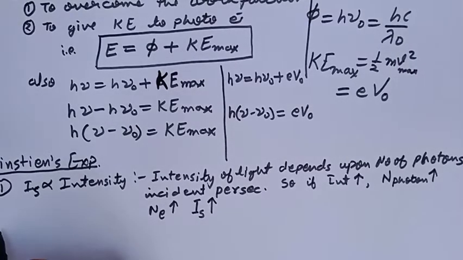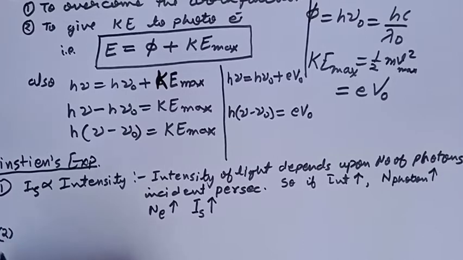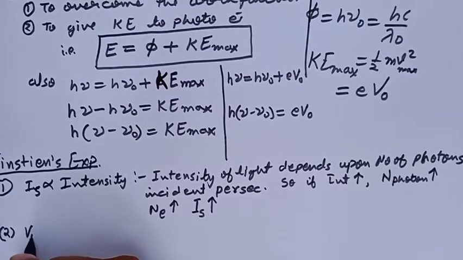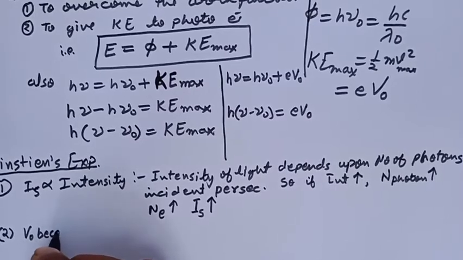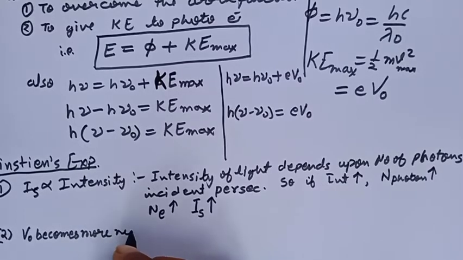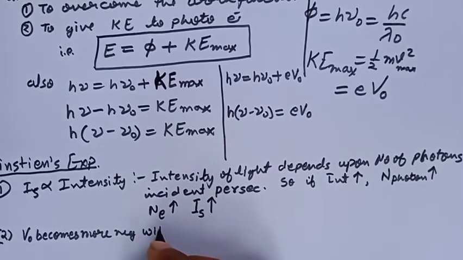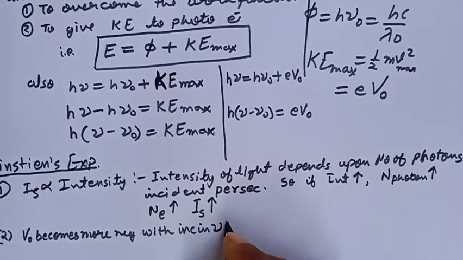Second, because the number of electrons is independent of frequency of radiation except threshold frequency, as I told earlier. So now next, V naught becomes more negative with increase in frequency.